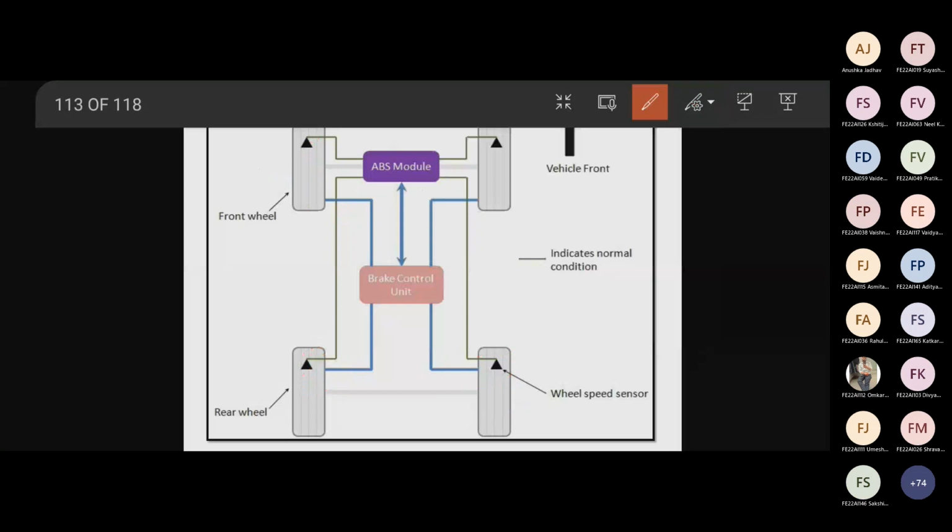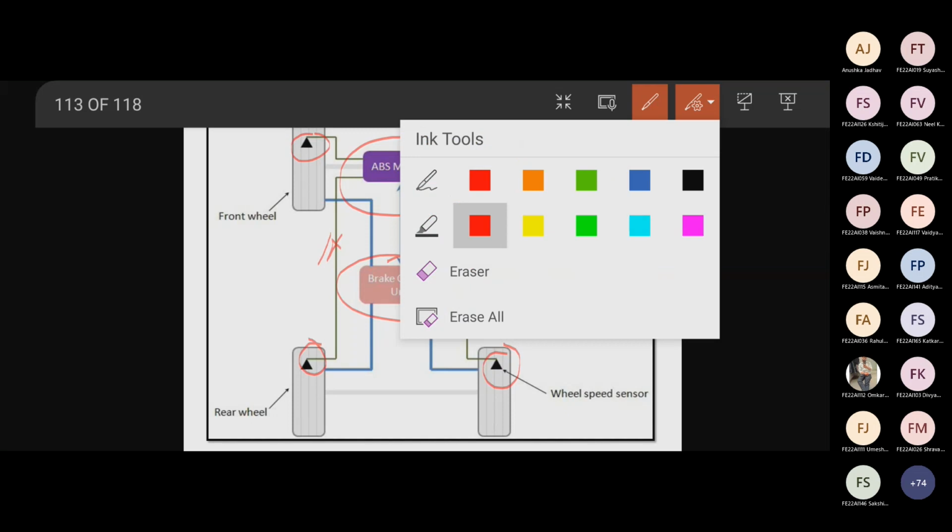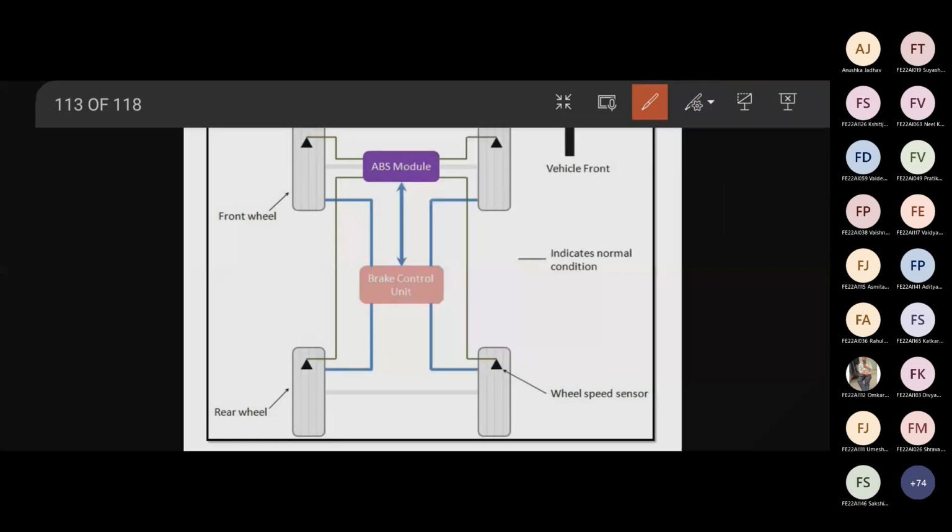You can see these are the sensors. All these are speed sensors. All these speed sensors are connected to the ABS module, right? This ABS module is nothing but an electronic control module. All speed sensors give input to this. You can see the arrows of the sensors coming from the wheels to the ABS module. And this ABS module is connected to the brake control unit, right? Yes, this is your brake control unit. In some vehicles, ABS is written. It means it has an anti-lock braking system, right?